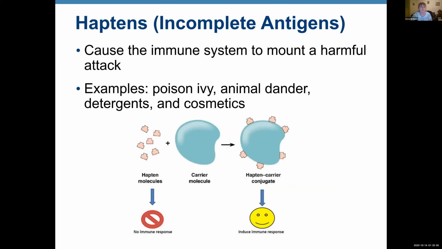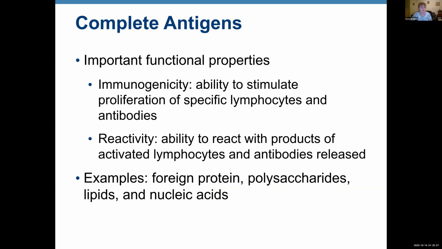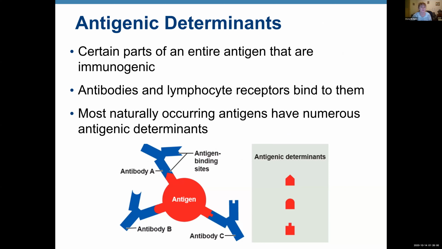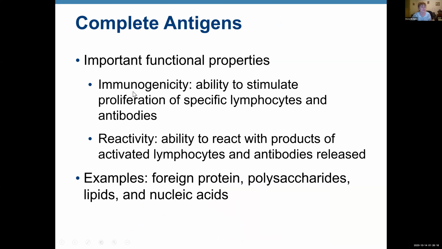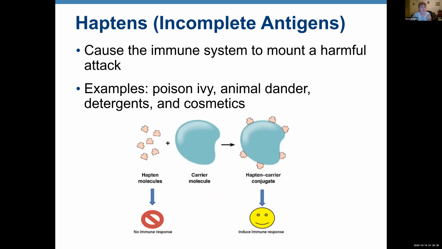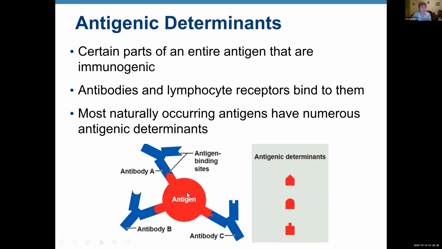Now, we talked about antigens, right? Those are complete antigens and haptens. For example, that's an antigen, and let's say it's a bacterium, just to make it easy. And we call it antigen. Why do we call it antigen? Because it has this immunogenicity and reactivity. So it will stimulate your lymphocytes, and it will react with lymphocytes and antibodies.